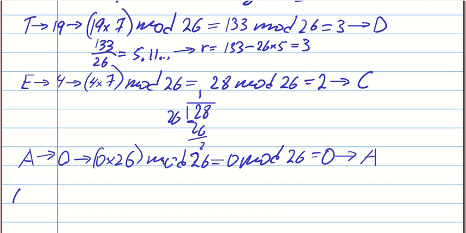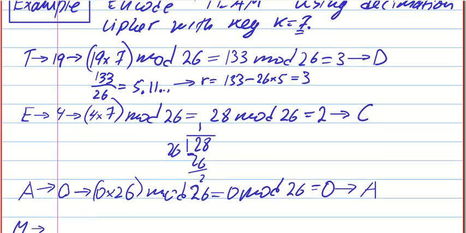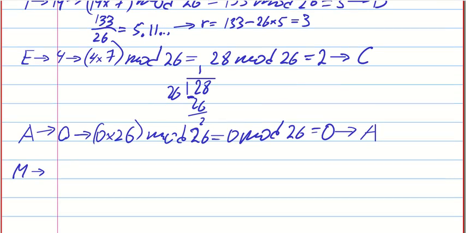The last letter that we need to deal with is letter M. What position is M? M is 12. So we take 12 and multiply it by 7. We do modular arithmetic to wrap everything up.